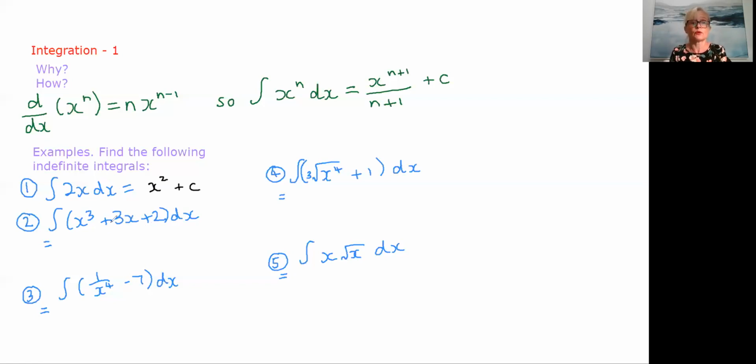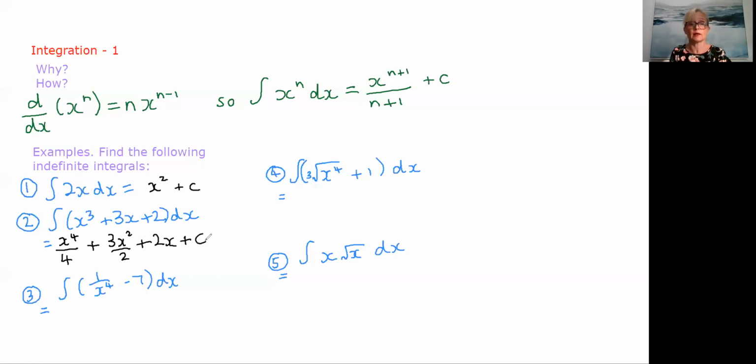If we have a sum or a difference, the integral is the sum or difference of the integrals. So we can do each bit. So x cubed, we're going to increase our power of x to 4, and we're going to divide by that new index. This is really x to the 1, so we're going to need 3x squared on 2. If you have a constant, there's really an x to the 0 there, isn't there? So this will become 2x. And then plus our c.